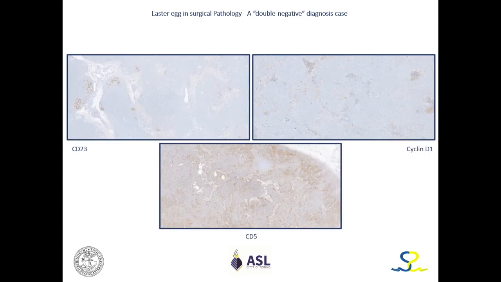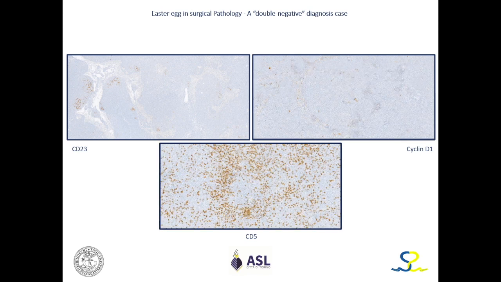We got to the second part of the immunohistochemical panel, and this slide is very helpful because it allows us to exclude some of the hypotheses we made earlier. We have CD23, CD5, and cyclin D1, and they are all negative. Here in the inset, in the higher power view, you can see even better. And now we can exclude the mantle cell lymphoma, which is CD5 and cyclin D1 positive, and the chronic lymphocytic leukemia, which is CD5 and CD23 positive.